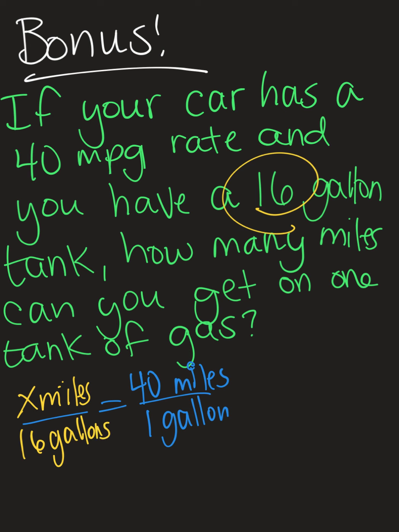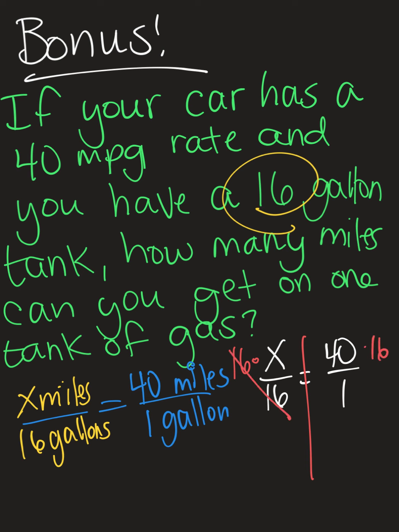Okay? Now, in this case, you do not need to do cross multiplication. I can simplify. If I look at these numbers, if I set these up, I have X over 16 equals 40 over 1, which is just 40, right? I can simplify that to 40. And I'm going to use my inverse operation. So I'm going to get rid of the 16 by multiplying by 16 because that will cancel out. But if I multiply by 16 on one side, I got to multiply by 16 on the other side. And X is equal to 40 times 16.